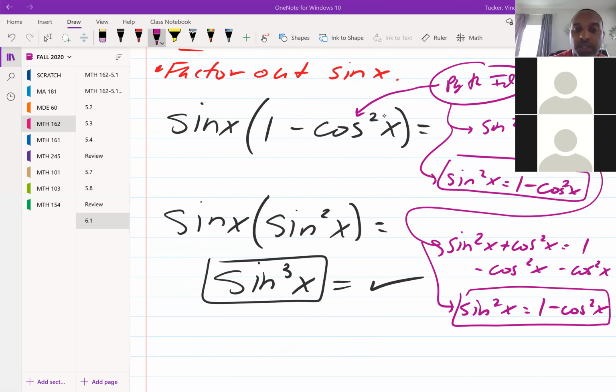I use a different identity property. You got it. And got a right answer. My final answer was sine squared plus cosine squared. Now there are different ways of doing this, right? You could have used, I see what you're saying. Yep, you could have done that.